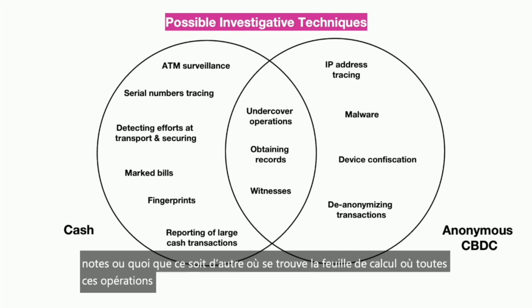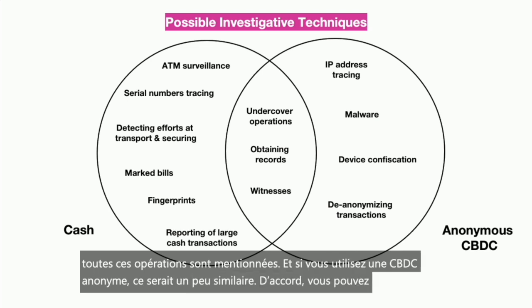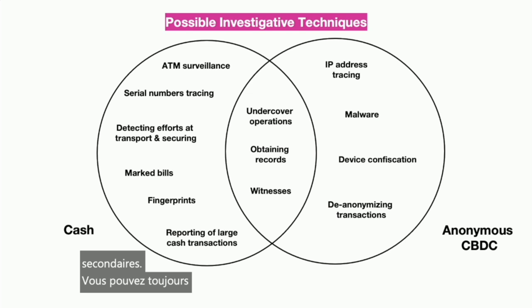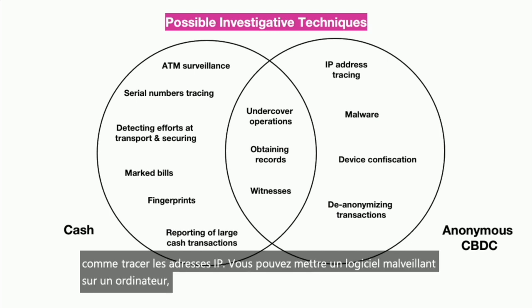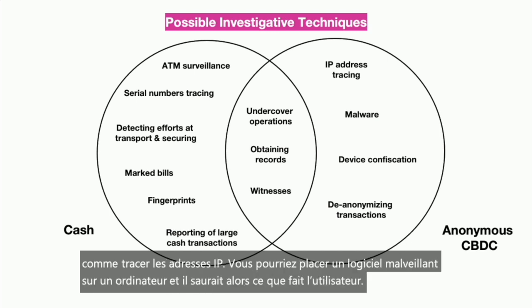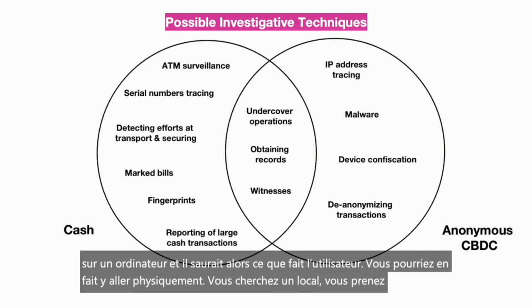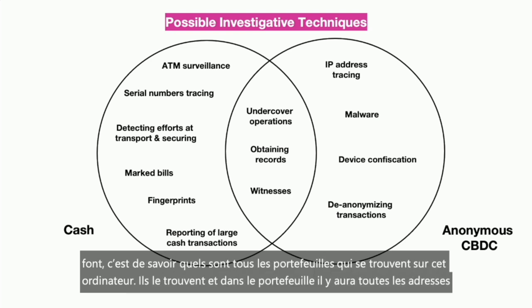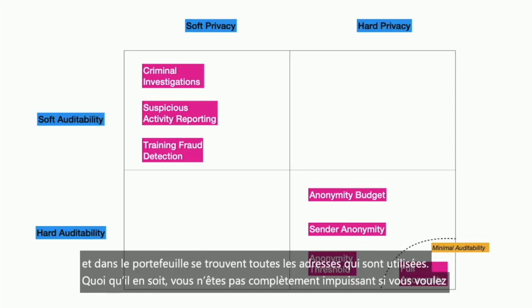And then if you use an anonymous CBDC, it would be sort of similar, okay? So you could still use witnesses, you could still use secondary records. You can still go undercover. Plus, you can do things like trace IP addresses. You could put malware on a computer, and then it would know what the user is doing. You could actually go physically. You search a premise. You take their computer, and the RCMP do this, right? The first thing they do is, what are all the wallets that are on this computer? They find it, and in the wallet will be all the addresses that are being used. So anyway, you're not completely helpless even if you want to do this sort of extreme quadrant.